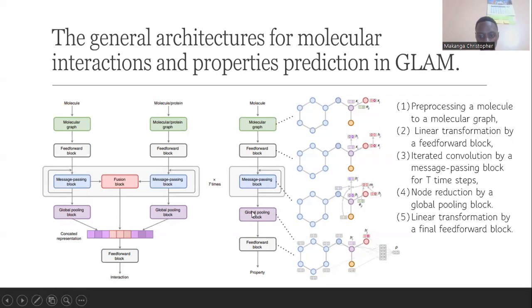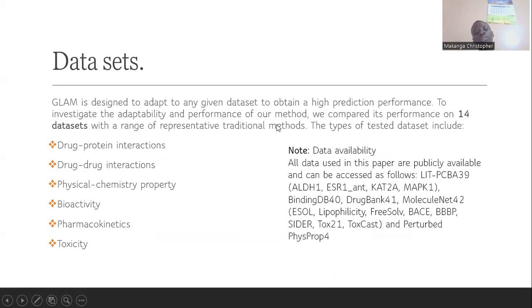Once the nodes are reduced, it is linearly transformed once again by the feed forward block, and that's our architecture for molecular interaction and properties prediction. Now, before we go any further, let's look at our data sets.